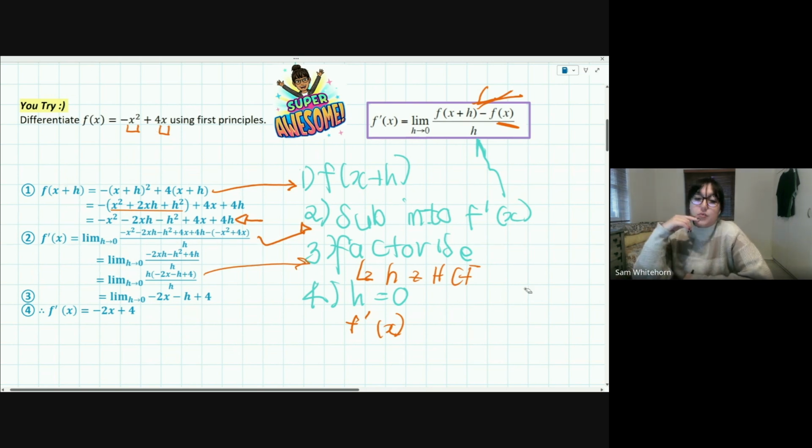And then we're going to have a look at the rules that we can use to now apply when we try and differentiate. Because again, take the shortcut where you can.